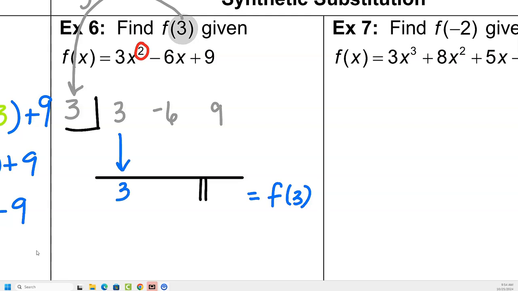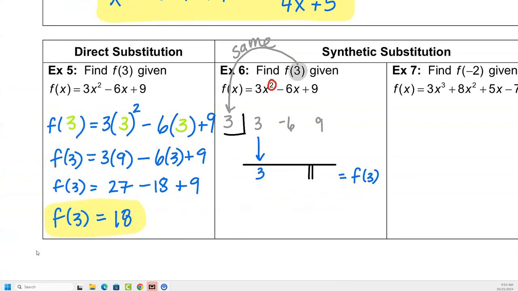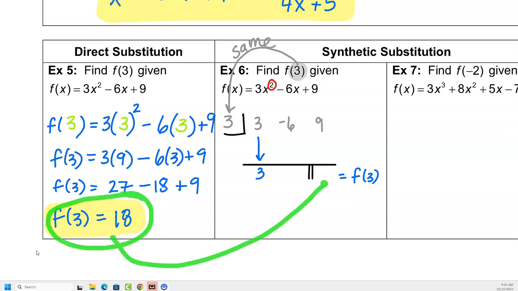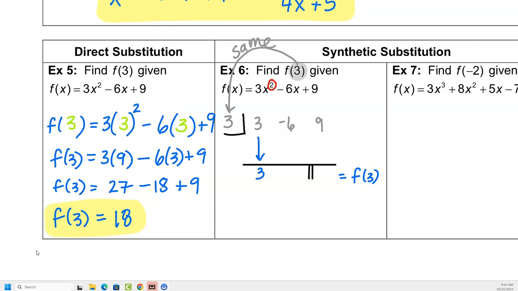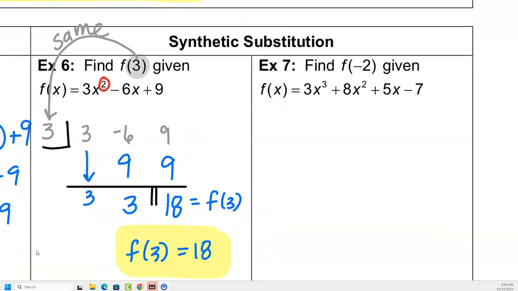Drop the 3. So I should get 18, right? Do you see that? That should be 18 here, if it's true. So 3 times 3 is 9. I can write that there. -6 plus 9 is 3. 3 times 3 is 9, and then 9 plus 9 is 18. Okay, so I'll just write it this way. f of 3 is equal to 18. And notice that the remainder gives you the same as if you had plugged in the value with direct substitution. Isn't that cool?